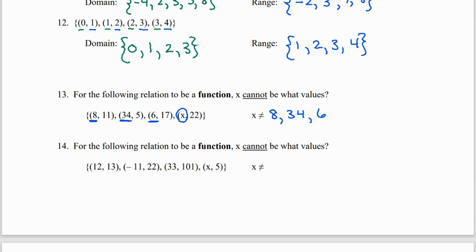So let's confirm the answers that those of you did. Again, to be a function, we cannot have x's repeat. So the x's I see already are 12, negative 11, and 33. So we cannot have that last ordered pair have a 12, a negative 11, or a 33. So that's my answer. X can't be those three things.